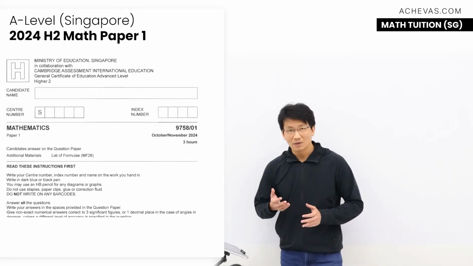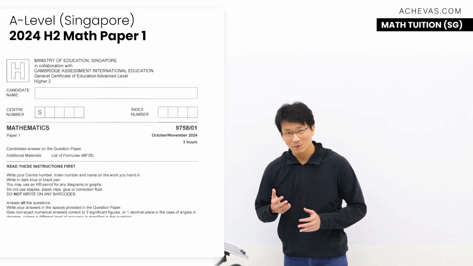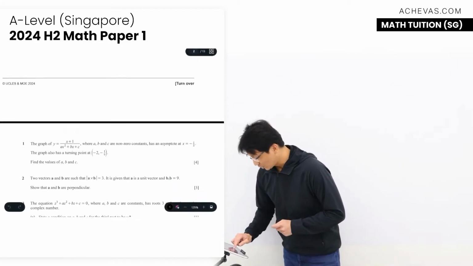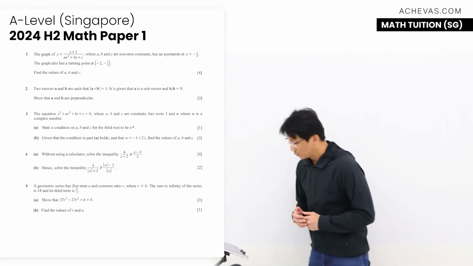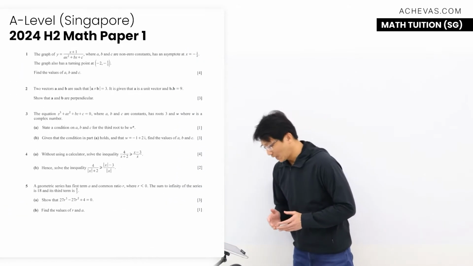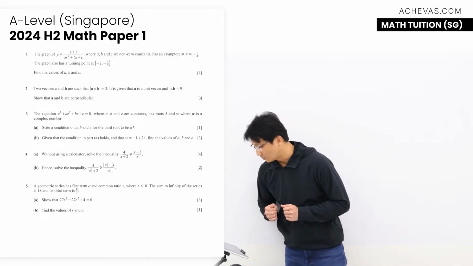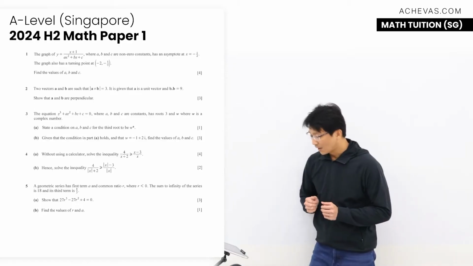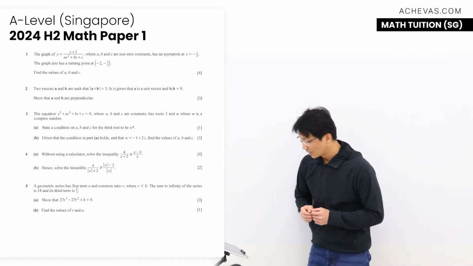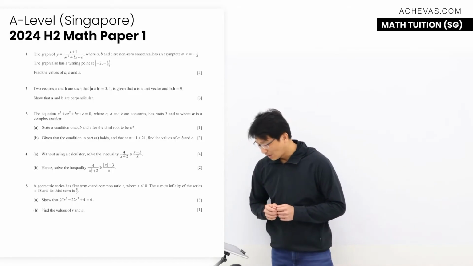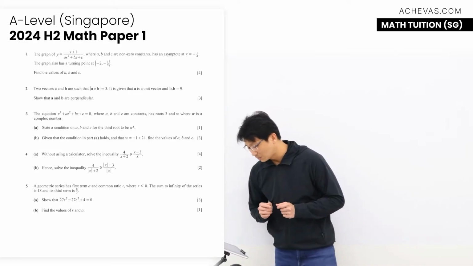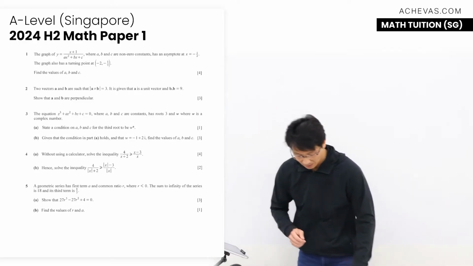Let's take a look at A-Level 2024 H2 Math Paper 1. For our first question here, we are given the equation y equal to (x plus 1) over (ax squared plus bx plus c). And it has also a vertical asymptote at x equal to minus half. And the graph also has a turning point at (minus 2, minus 1/9). And our objective is to find the values of the unknowns a, b, and c.